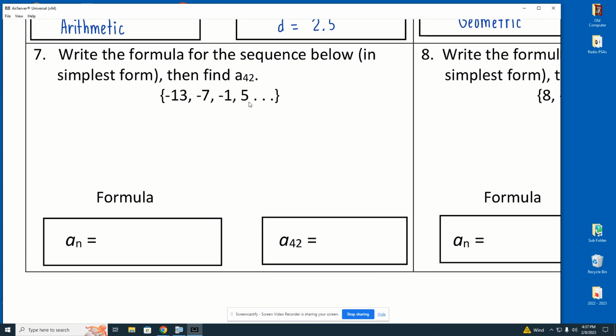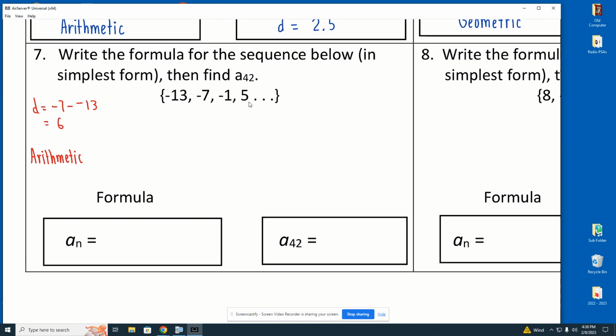So I'm going to check because to me it looks like it's going up by the same value. Let's check. Second term, negative 7, minus first term, negative 13. Well, negative 7 and minus the negative turns into plus 13 equals 6. So that's what I check. Does negative 7 plus 6 equal negative 1? Yep. Does negative 1 plus 6 equal 5? Yep. This thing is arithmetic. So let's answer the two questions they ask.